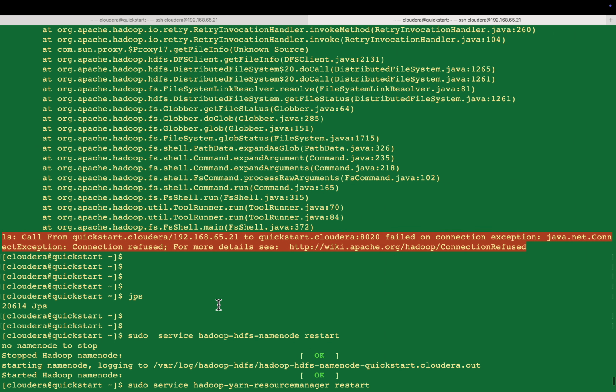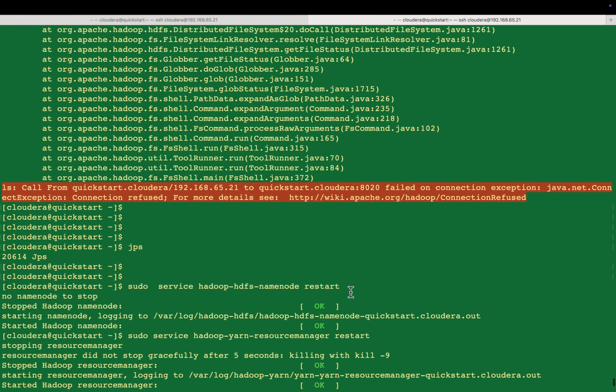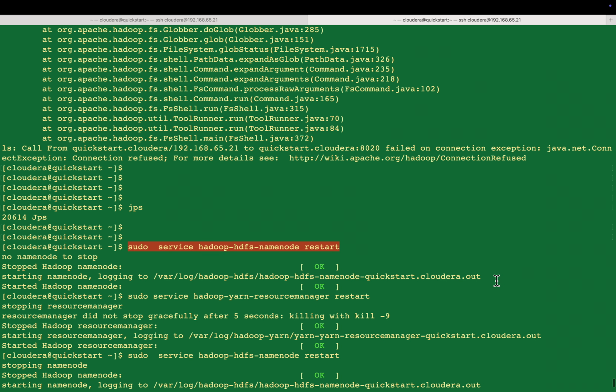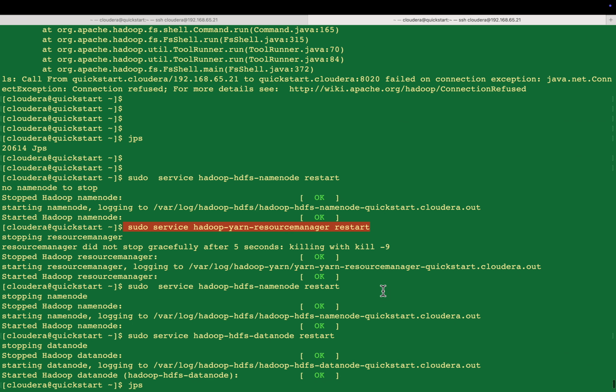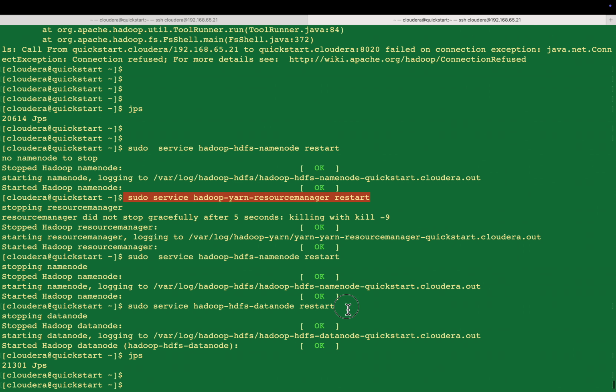So what I did first, I restarted the NameNode and then the resource manager. Okay, and then I restarted the DataNode also. So you have to restart: sudo service hadoop-hdfs-namenode restart, this command you have to run, and last the DataNode one.